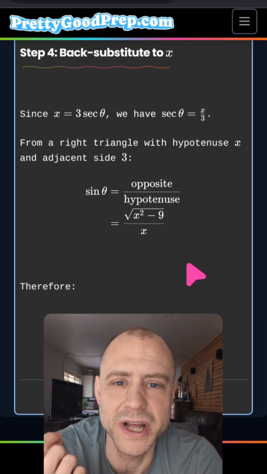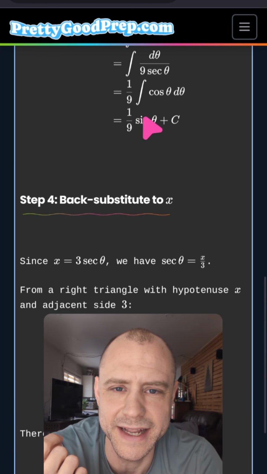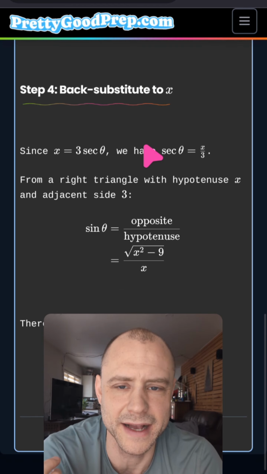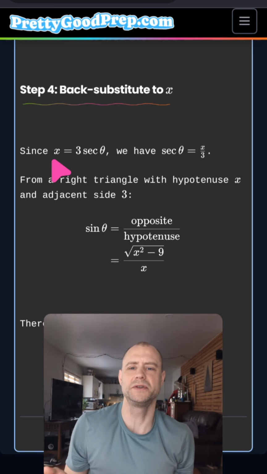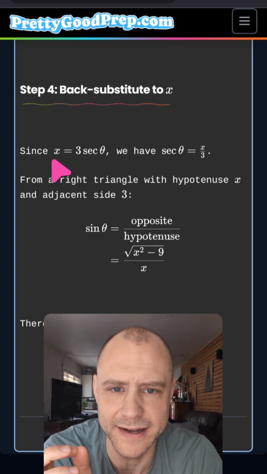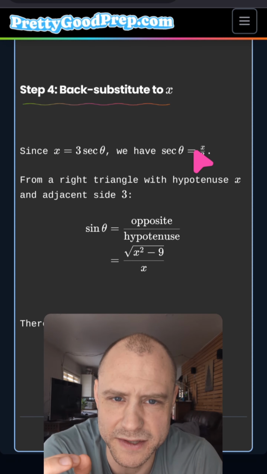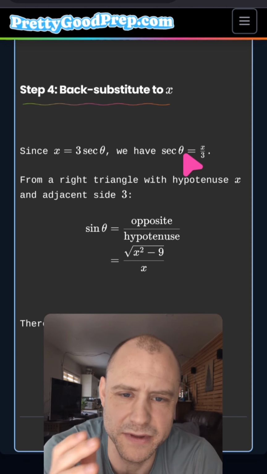So we were not allowed to leave our answer with any trig in it. So now we have to sub back. And to do that, we just use our initial substitution. We did x equals 3 secant theta. And so this gives us a triangle. So we can actually draw out a triangle of this with theta and x and 3.